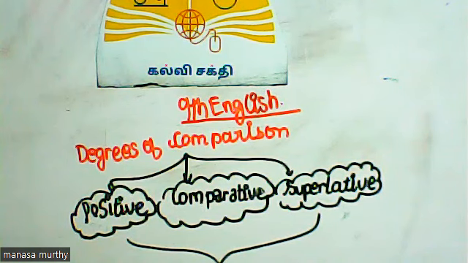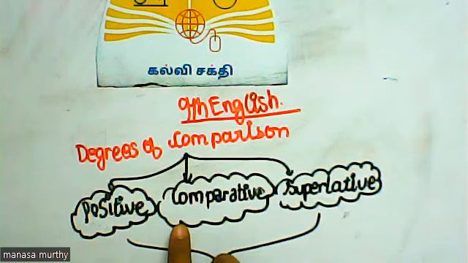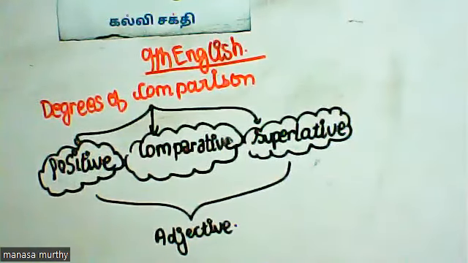In today's 9th standard English, we are going to learn about the different degrees of comparison. There are 3 degrees of comparison. One is the positive degree of comparison, the next one is comparative, the third one is superlative. The 3 degrees of comparison are based on the adjective. For this, I need to know what an adjective is.